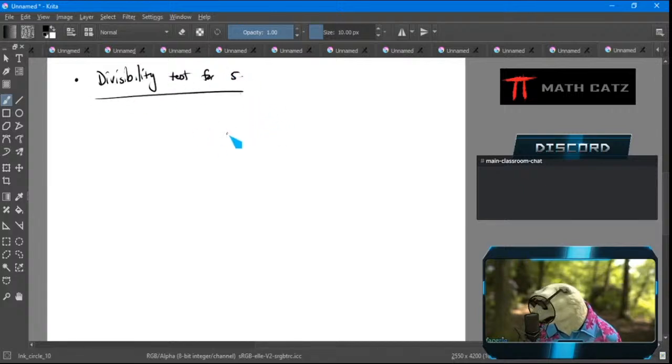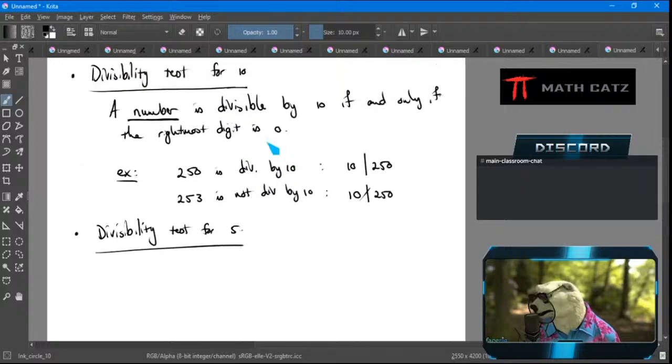Now let me show, before I go to 5, informally, why does this divisibility test for 10 work? We're used to it, so we don't question it. But if you hear it for the first time, some might say, well, why? When I have a number that ends in a 0, I can write it as a multiple of 10, which means it's divisible by 10.